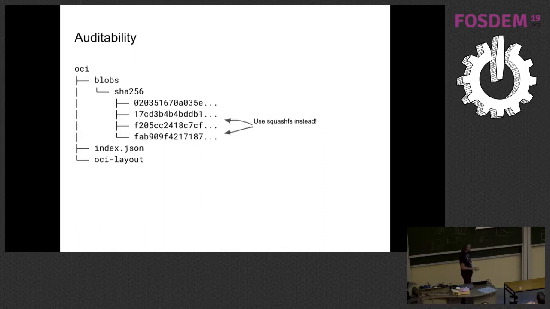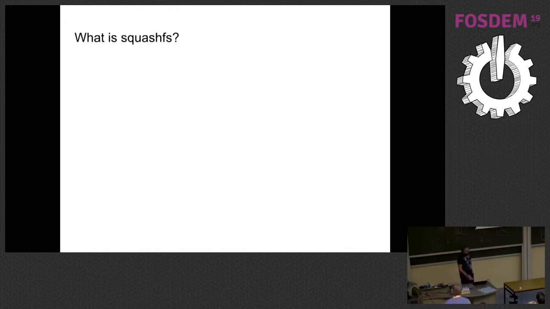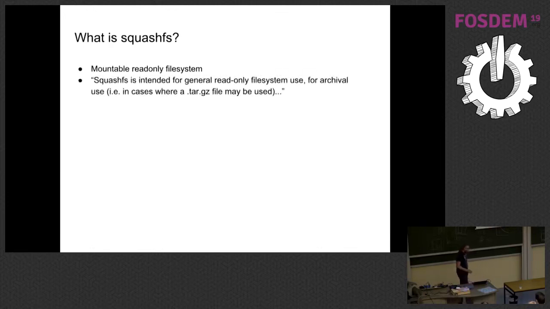So we could use Squashfest instead of a tar file for this, and that sort of gets us most of the way there. So what is Squashfest? It's a mountable read-only file system, and in particular, if you read the kernel documentation, it says Squashfest is intended for general read-only file system use, for archival use, in particular in cases where a tar gzip file may be used. Okay, sounds good. Kernel developers wrote that. They're smart people. Maybe we should use that.